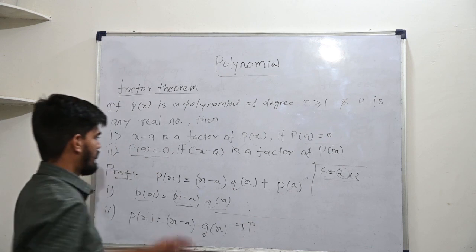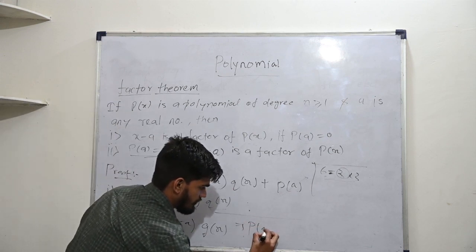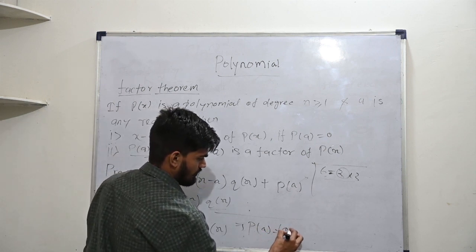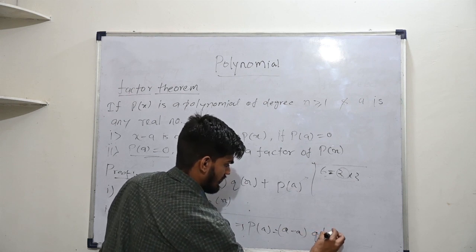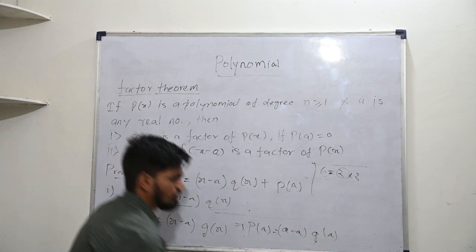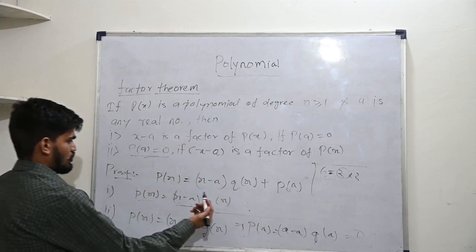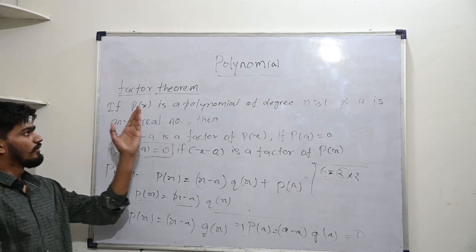So we'll put the value of x as a. P(a) equals (a minus a) g(a). Now a minus a will be 0. It gives me P(a) is equal to 0, which I had to prove. Alright, so that's what the factor theorem is.